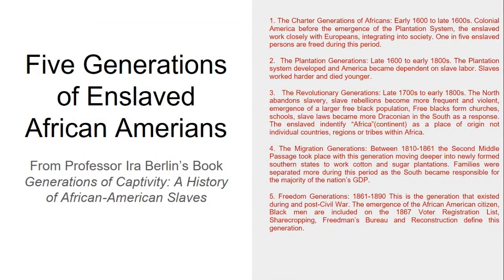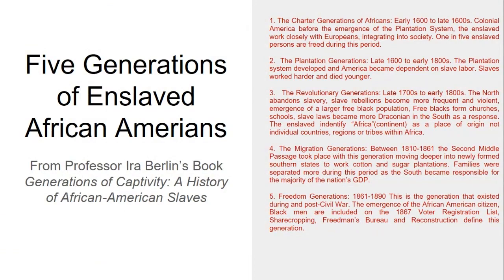The revolutionary generation represents the late 1700s to early 1800s. The North abandoned slavery at this time. Slave rebellions were more frequent and violent. Slave laws became strict in the South. The enslaved identified home as Africa and not individual tribes during this time.